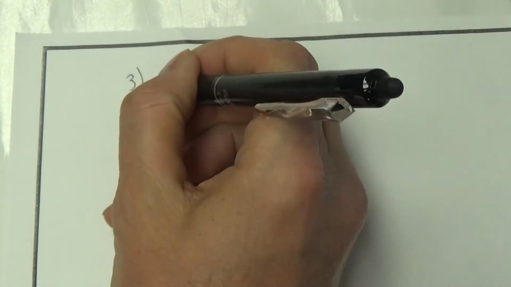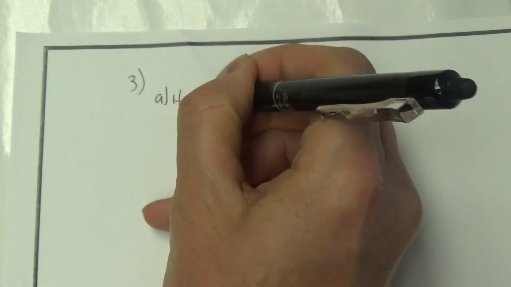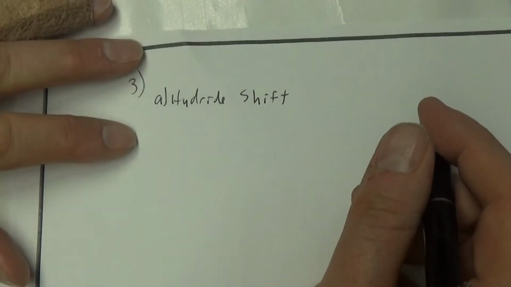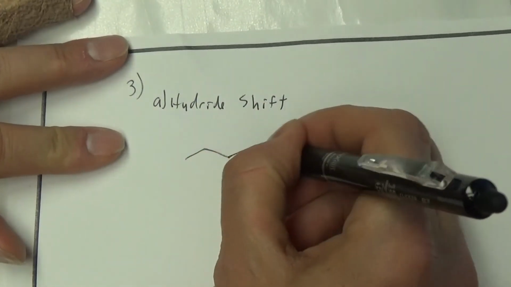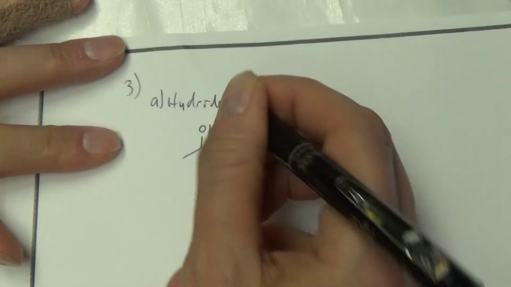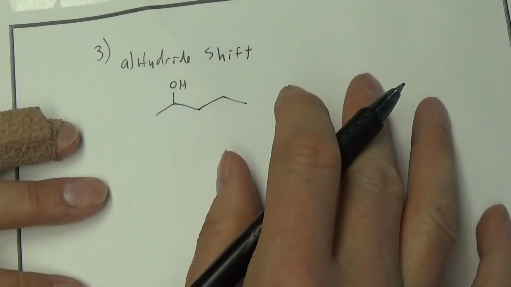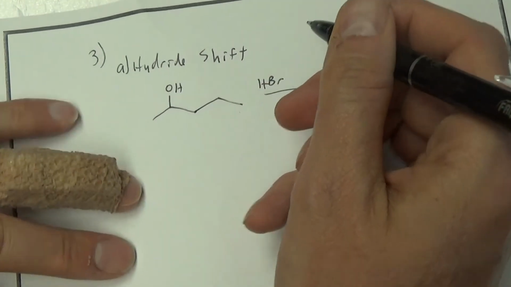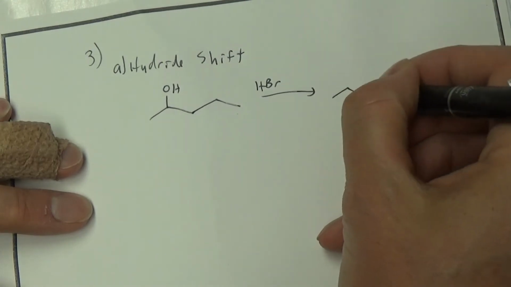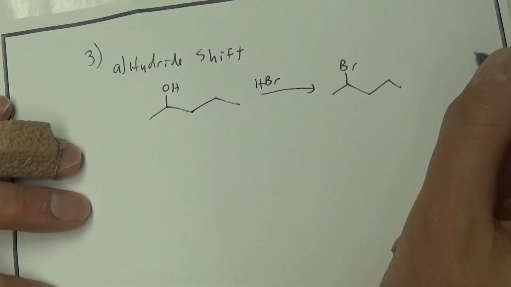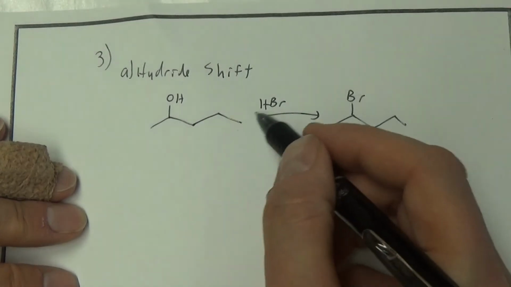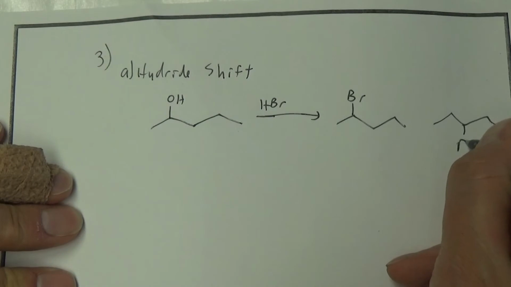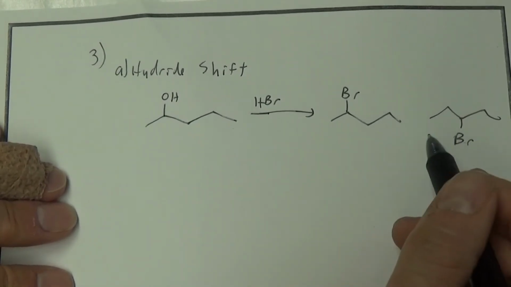Alright, so we're on hydride shift still. Okay, so let's show a mechanism for this secondary alcohol reacting with HBr to make that, which totally makes sense. It's just an SN1, and also that. So it'll make a mixture of these two products.